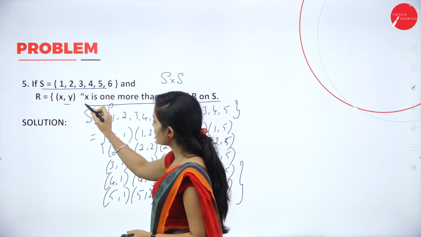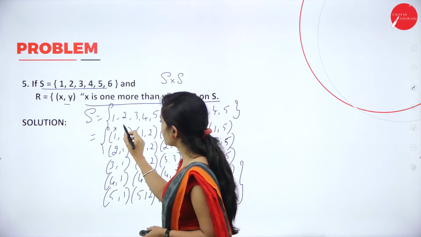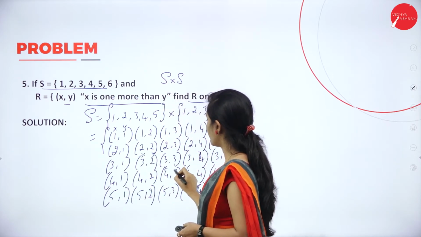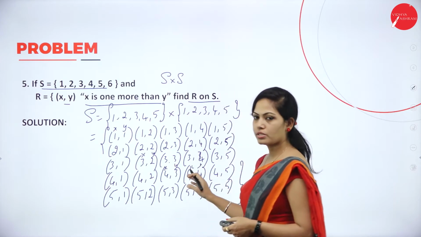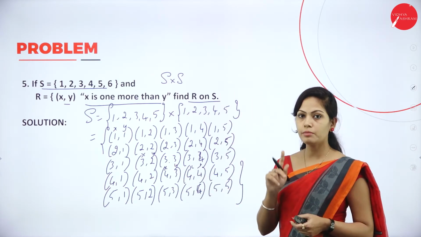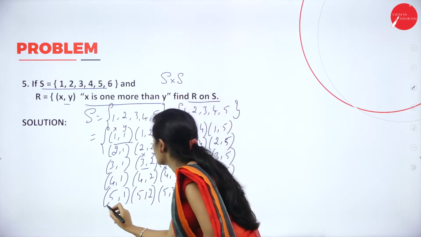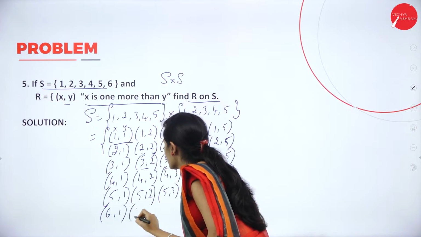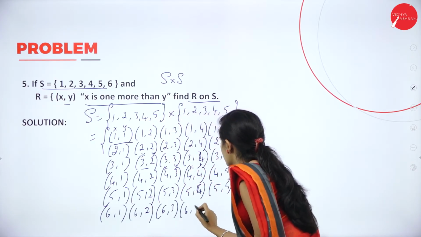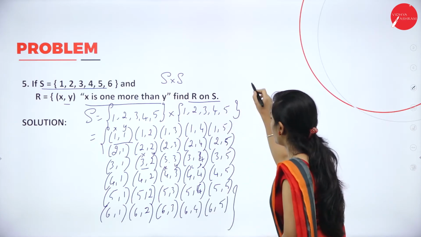So here the X value is 1 more than the Y value. So I will consider this is X and this is Y, X and Y, X and Y. So this is my X value and this is the Y value. So the X value is 1 more than the Y value. And also 6, 1, 6, 2, 6, 3, 6, 4 and 6, 5. These are your ordered pairs.